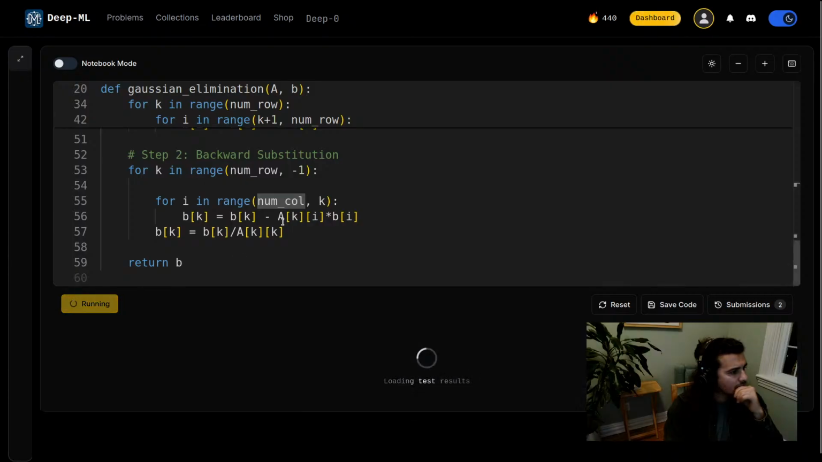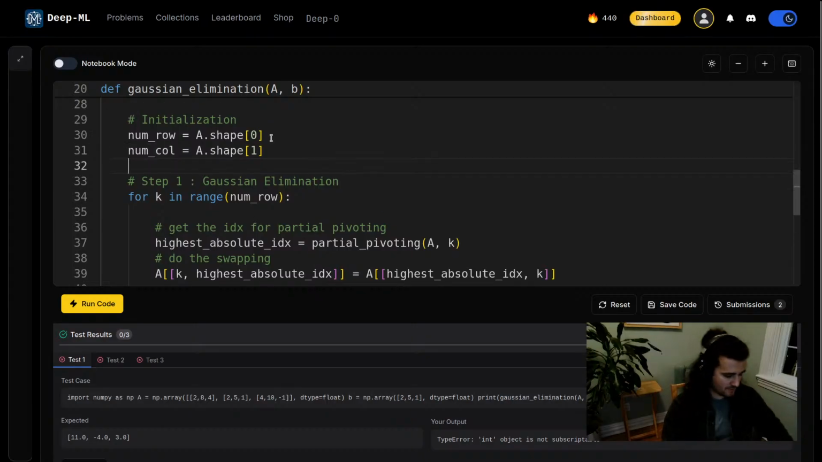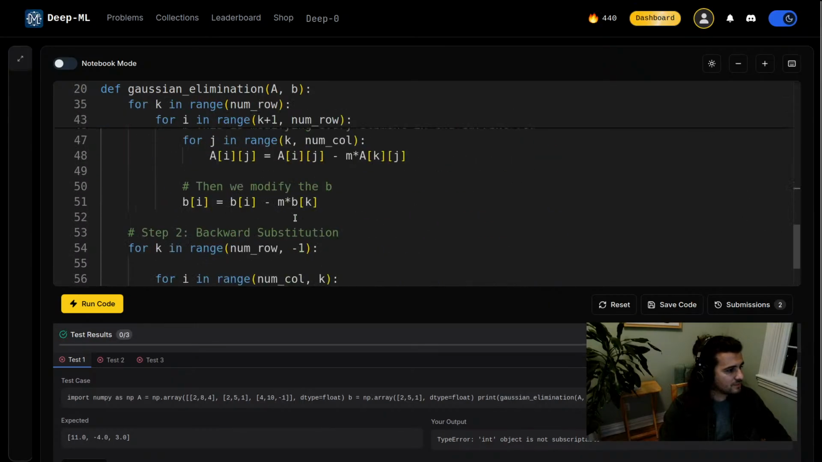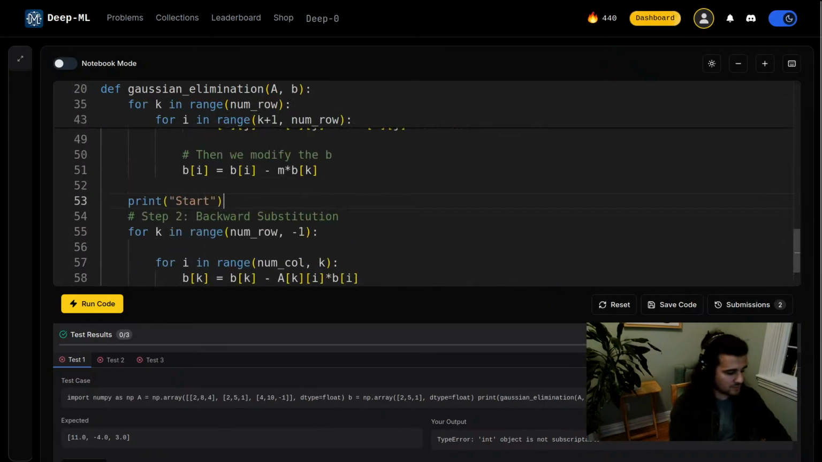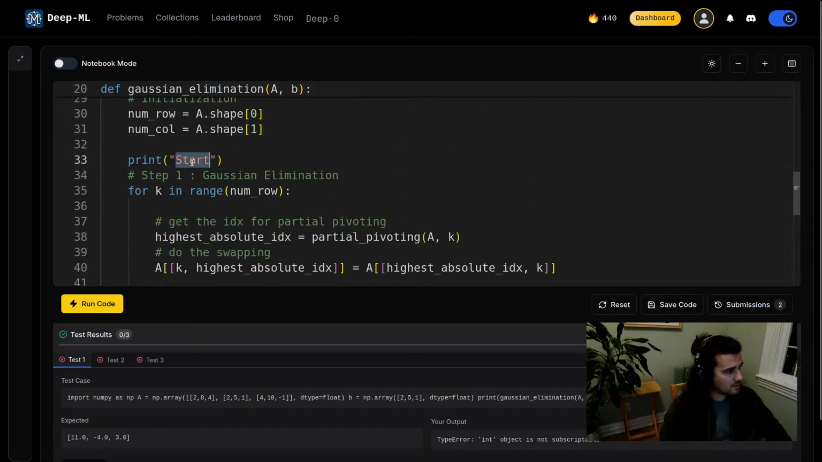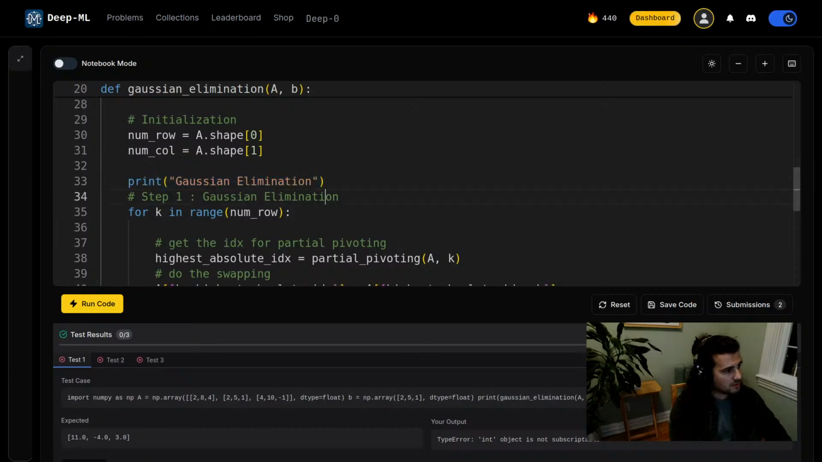I don't see where. Okay, wait. Let's start good old debugging, and then we're gonna do this. This is gonna be backward sub, and then this is gonna be Gaussian elimination. Do that here.